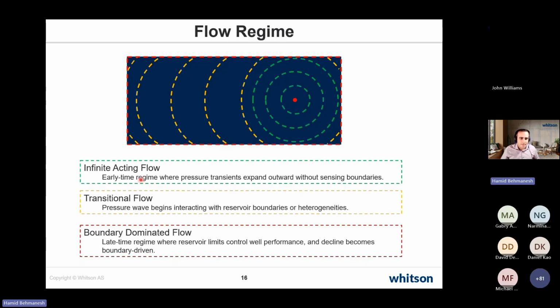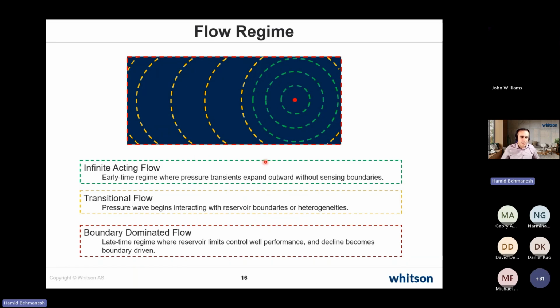So this is a very quick summary. Infinite acting, when we haven't seen any of the boundaries. Transitional flow, we have seen some of them, but we haven't explored the full reservoir boundary yet. And thirdly, boundary dominated flow, where we have explored all the boundaries. So it's very important to understand the flow regime and also appreciate how we can identify the flow regime.